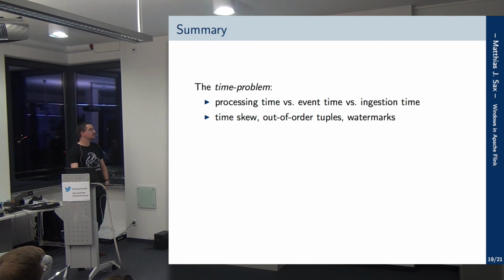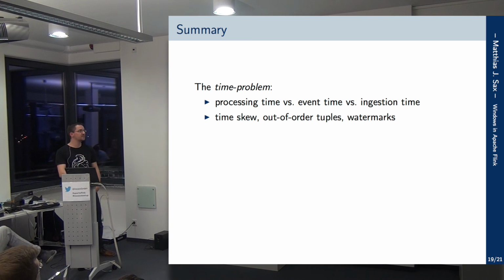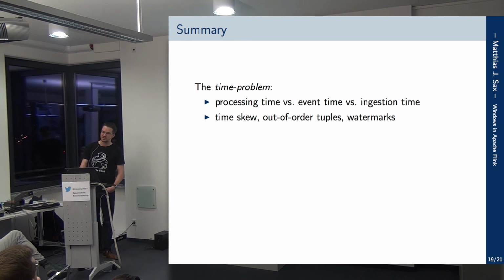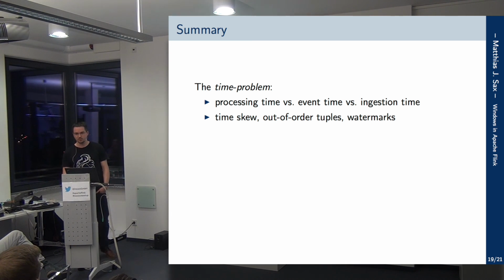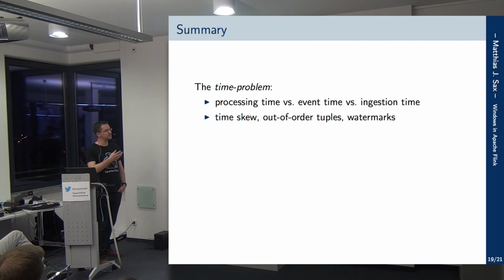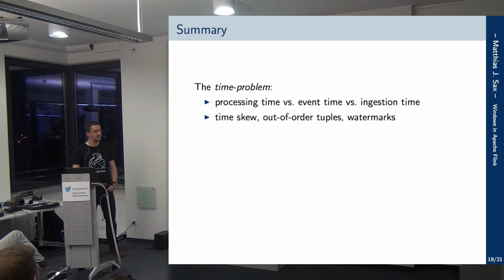So in summary, I talked about this time problem you have in those systems. So basically you have processing time versus event time versus ingestion time. And that is something you really have to keep in mind, because it gives you different semantics if you program a streaming job. And then we have the problem about the time skew and out of order tuples. And Flink uses this mechanism about the watermarks to deal with this, to get deterministic semantics.